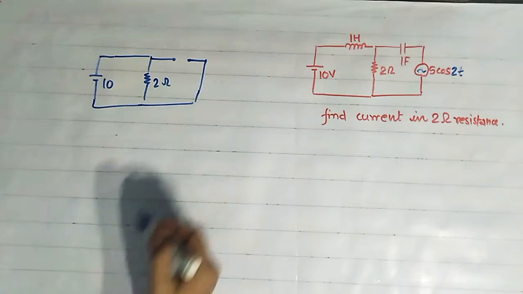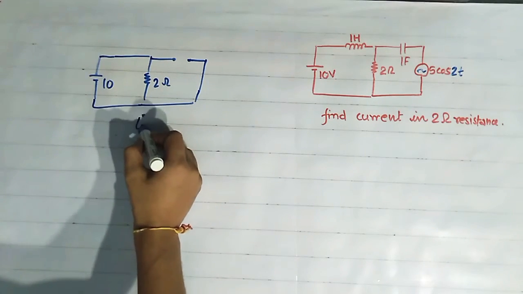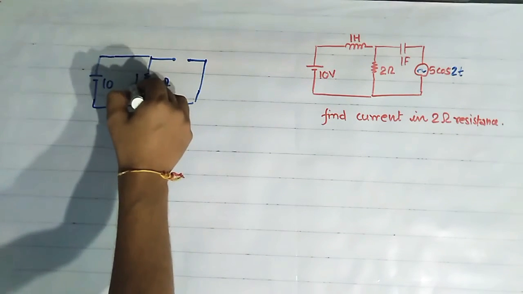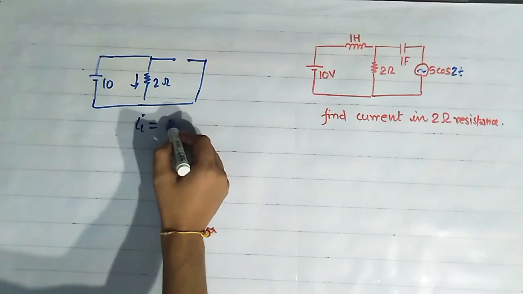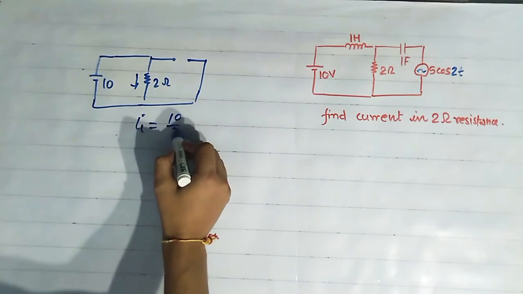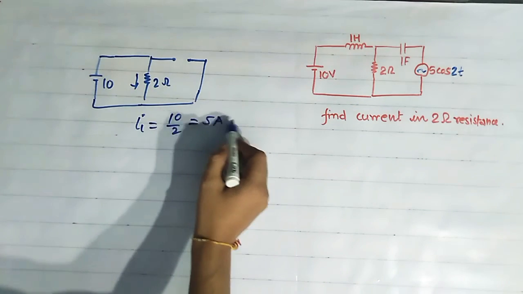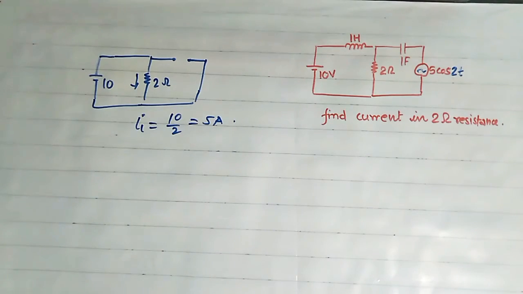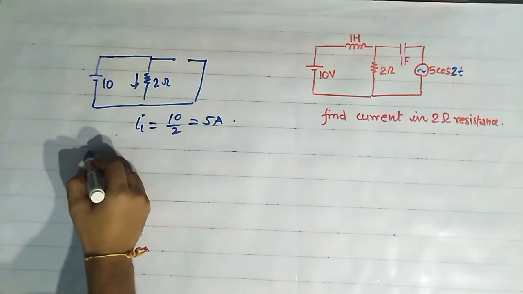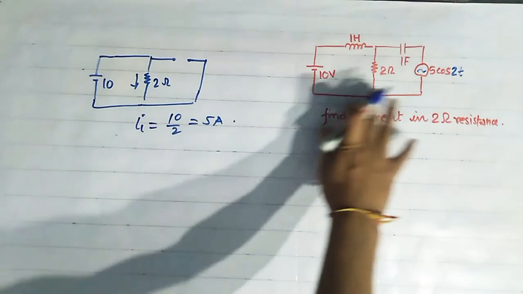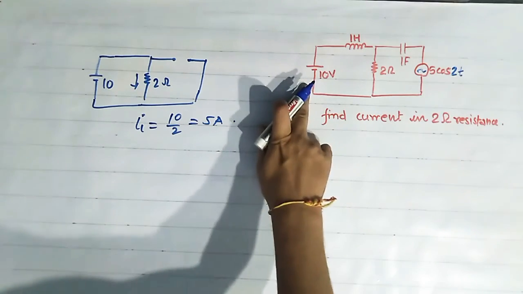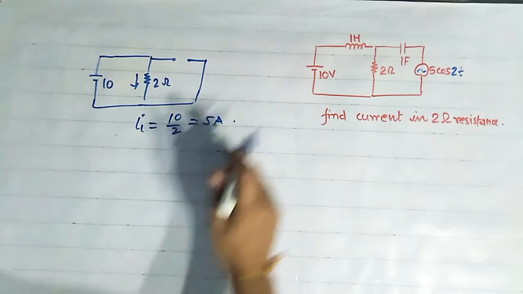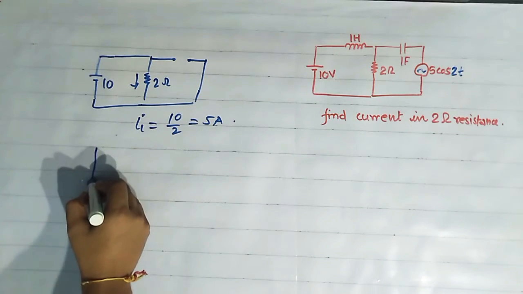In that case, we get I1 equals V by R, that is 10 by 2, which equals 5 ampere. Now, if this 5 cos 2t, that is alternating voltage source, is applied in this circuit, then we can draw the circuit as follows. When this is applied, this 10 volt source will act as short circuit. So we will short this voltage source.